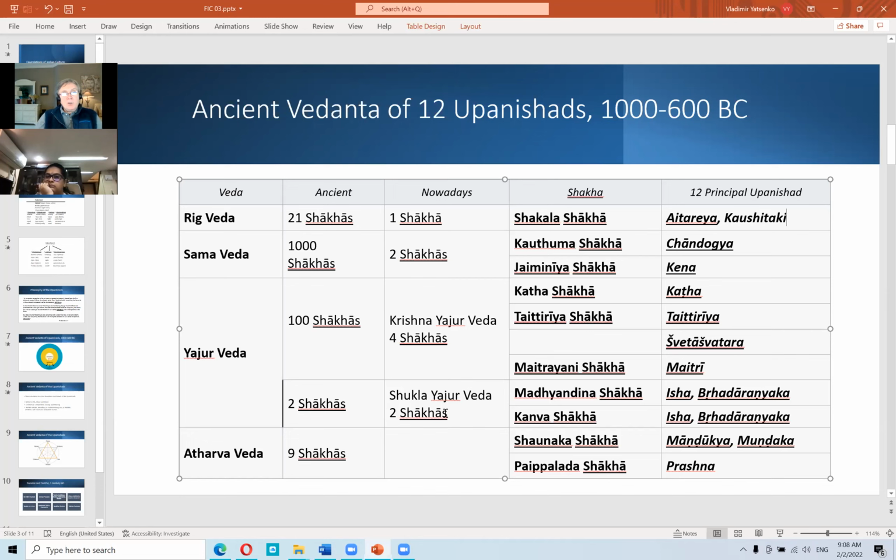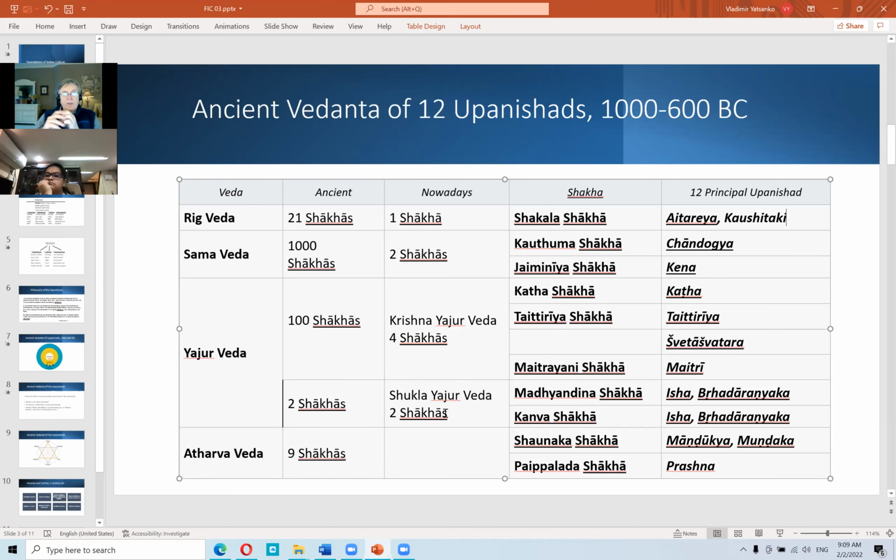And Samaveda originally had 1,000 shakhas. It looks like it's a symbolic number, meaning infinite numbers of shakhas. And only 2 are left nowadays. It's Kauthuma and Jaiminiya. And in both of these, we have Chandogya and Kena Upanishad. Yajurveda had 100, also I think it's a symbolic number, shakhas, according to the tradition. And nowadays we have 4 shakhas of Krishna Yajurveda and 2 of Shukla Yajurveda. So Yajurveda itself split into Krishna and Shukla Yajurveda, 2 different traditions, as it were.